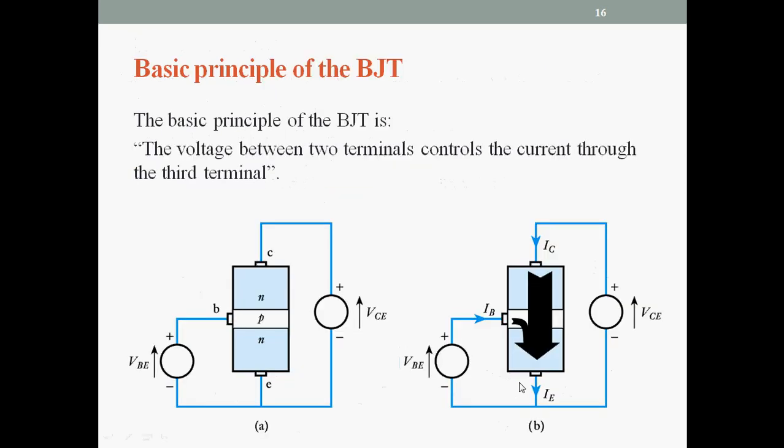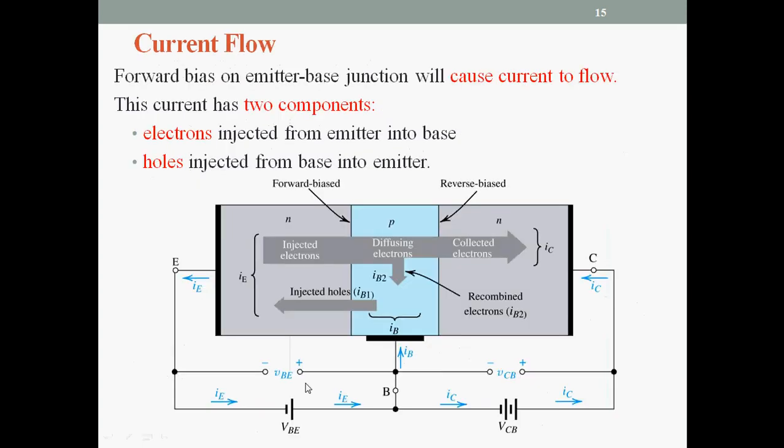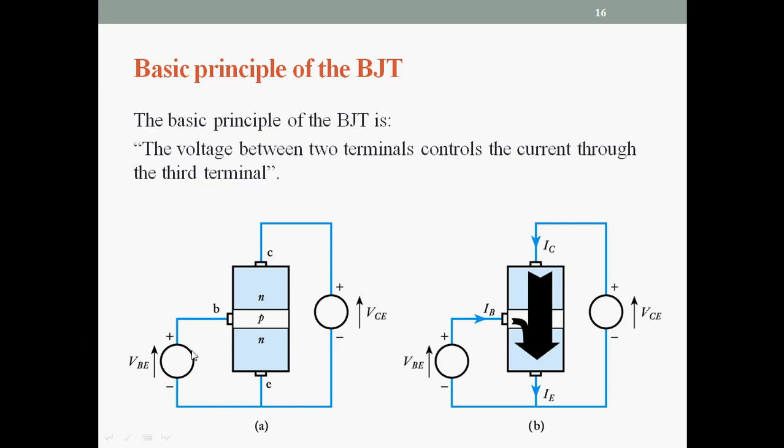Basic principle of the BJT. The basic principle of the BJT is the voltage between two terminals controls the current through the third terminal. That is, from this diagram you can see this voltage VBE we are providing between the base and emitter, and VC is the voltage between collector and emitter. This is whatever we have seen earlier from this diagram, that is base emitter junction is forward bias and collector emitter junction is in reverse bias. That is NPN transistor is in active mode.